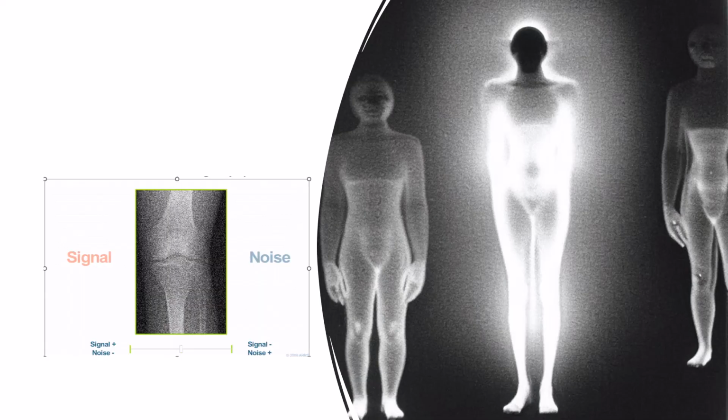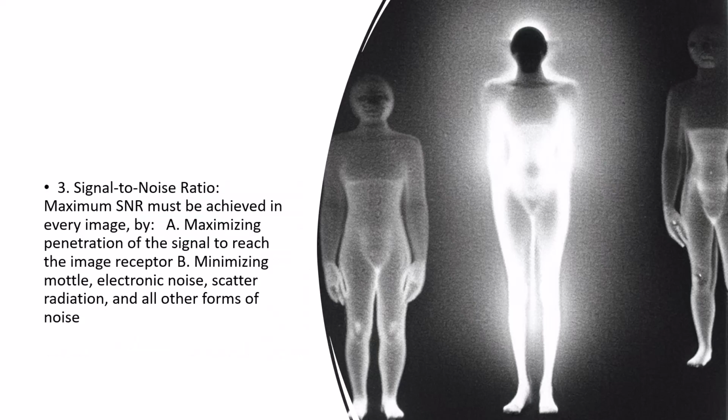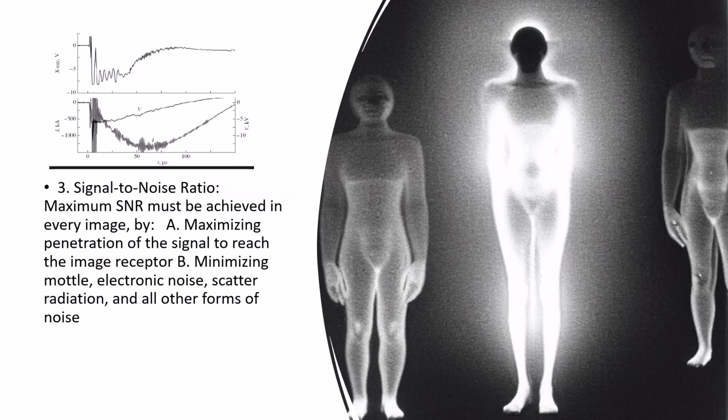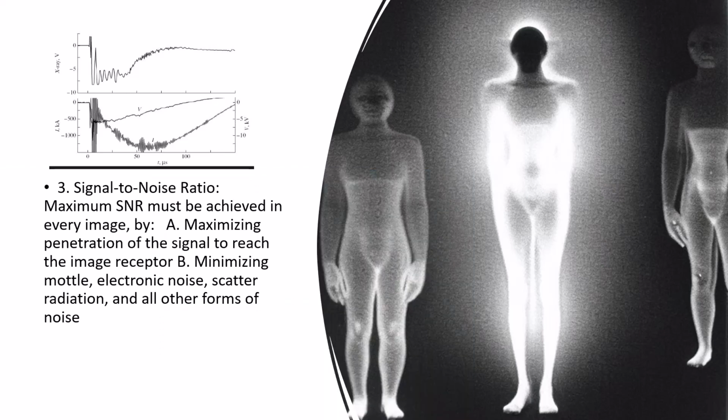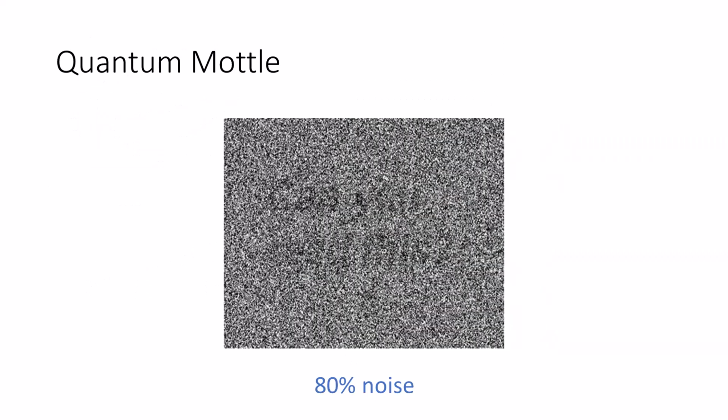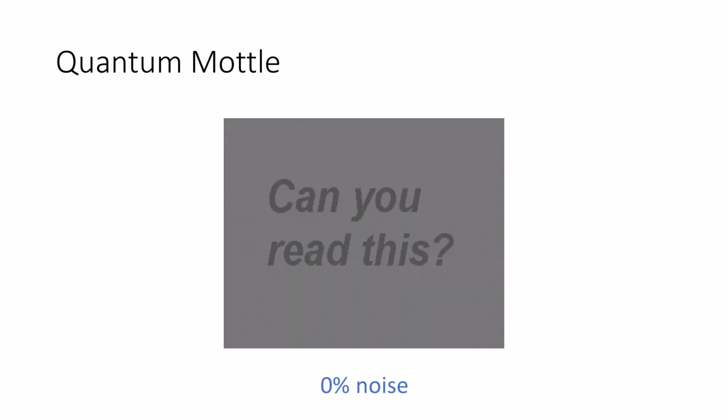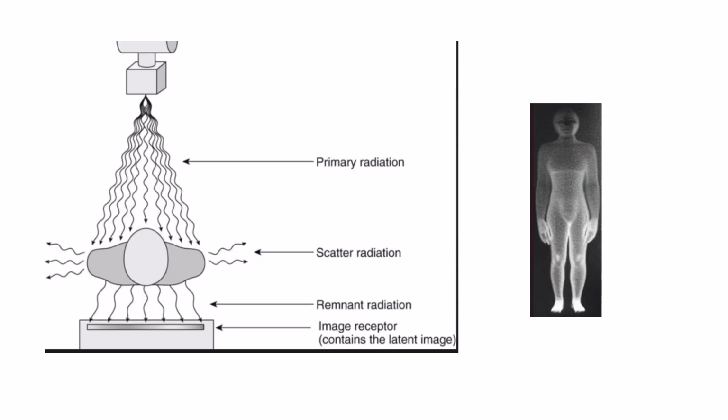This is a difficult one, signal to noise ratio. The signal is our exposure. Do we have enough signal or do we have too much signal? Maximum signal-to-noise ratio must be achieved in every image by maximizing penetration of the signal to reach the image receptor and minimizing quantum mottle, electronic noise, and scatter of radiation in all other forms.